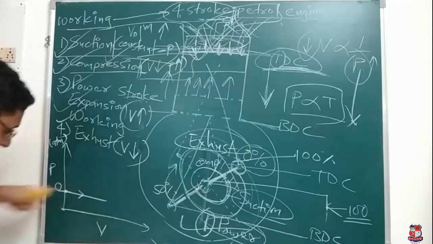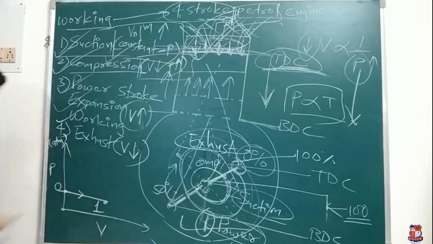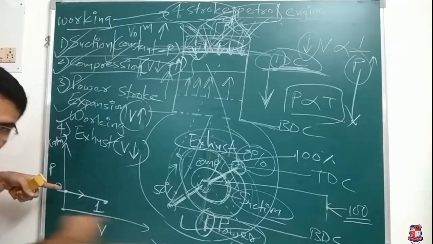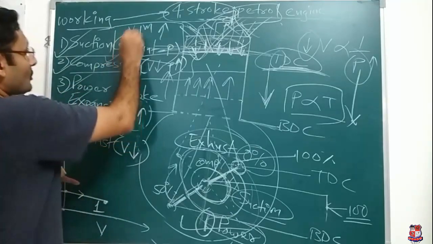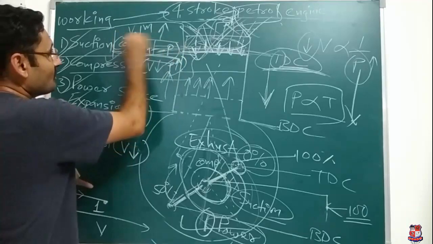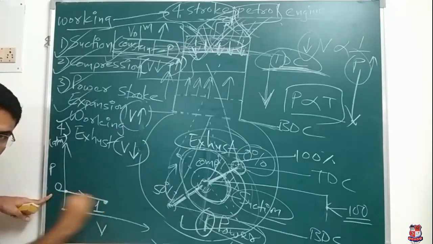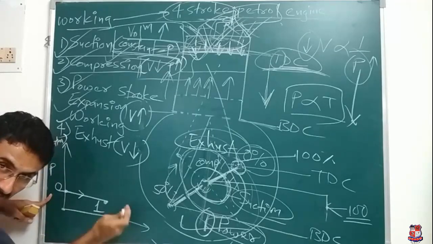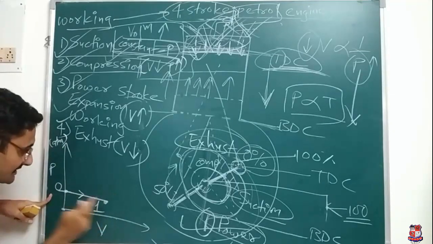That straight line will indicate 0. Now 0 to 1 indicates what? A constant pressure process. And volume is increasing. Pressure is constant, and volume is increasing from 0 like that. Volume is increasing. That means which process? Constant pressure process.